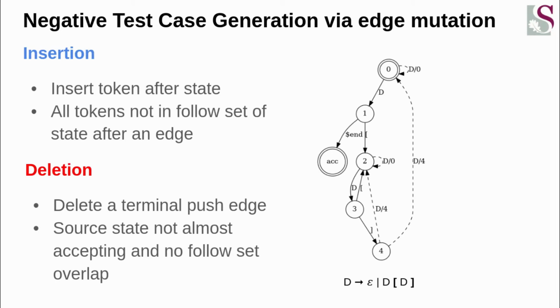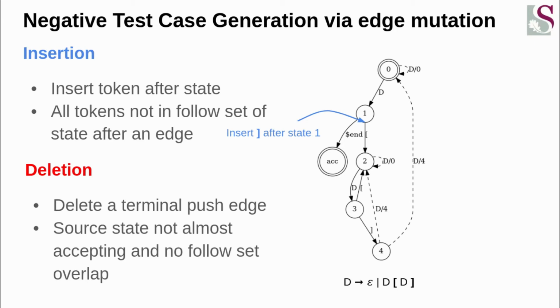So we have four possible mutations, the first of which is insertion. This basically entails just inserting a token after a state on the condition that that token is not in the follow set of the state. So we can see an example here where after state 1 we can insert a closing bracket, since the follow set of state 1 only contains an opening bracket.